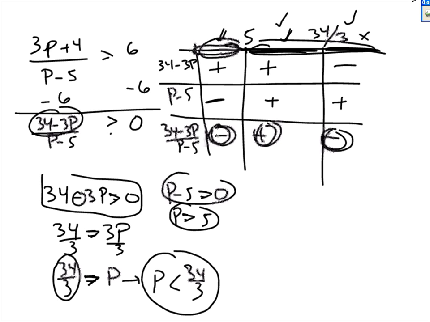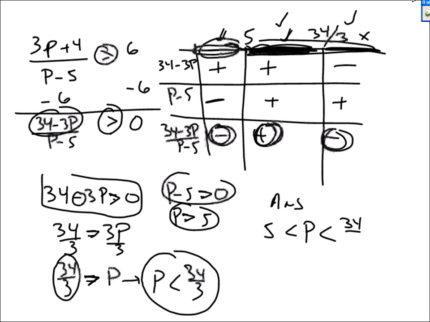Well, I want to know when I'm positive. The answer would be positive only in between here. P is in between 5 and 34 thirds.